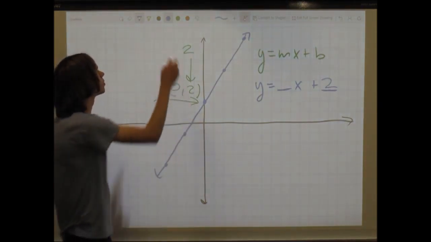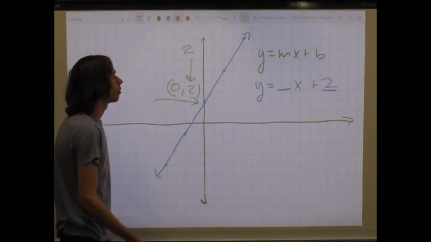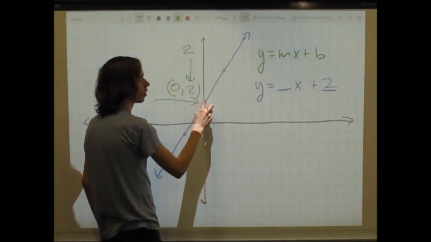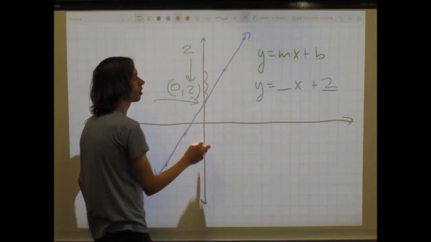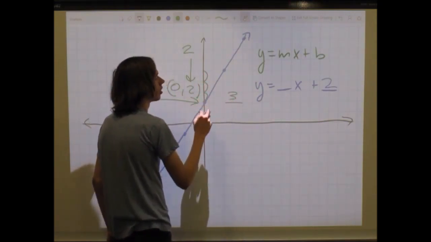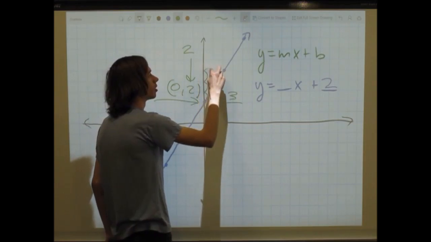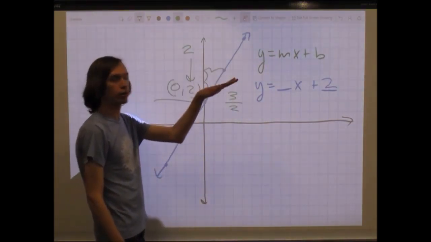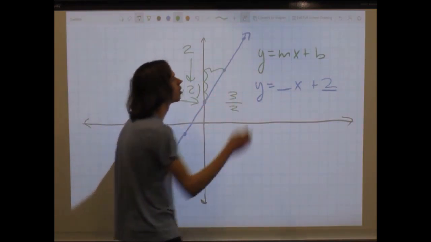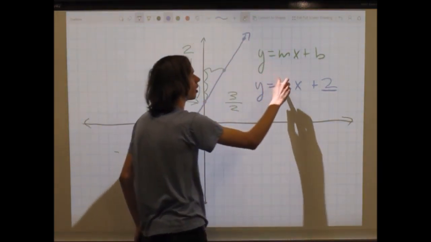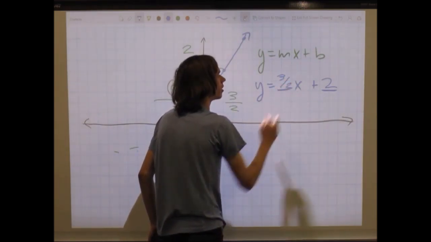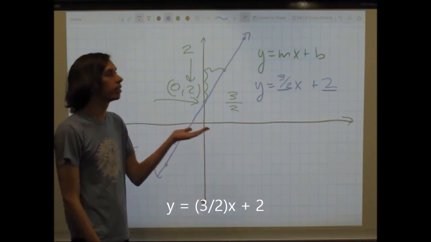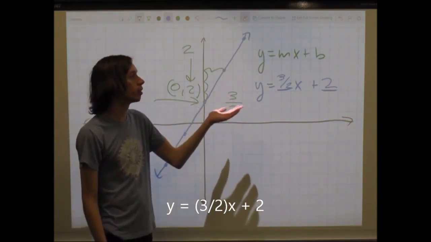Okay, and then to find the slope, remember, just rise over run. If I want to go from this point to this point, I've got to go up 1, 2, 3, so I'll go ahead and write 3 right here. And then I've got to run 1, 2. So up 3 over 2 means a slope of 3 over 2. Then we just write that here: 3 over 2 x plus 2. So the equation for this line is just y equals 3 over 2 x plus 2.